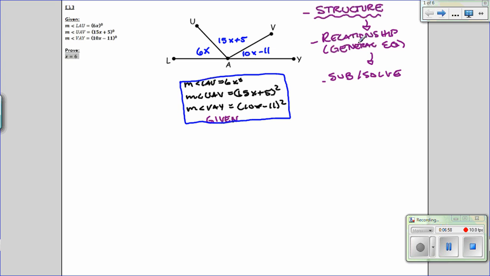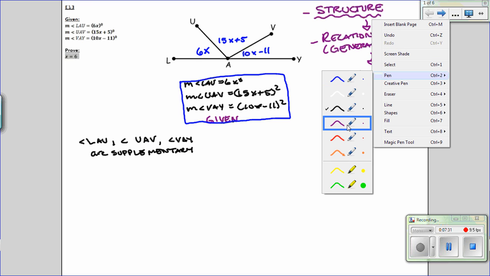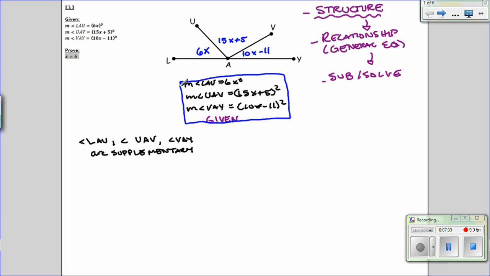So step one for me is going to be identifying that the angles LAU, UAV, and VAY are going to be supplementary. And the why that I know that has to, again, be that structure. It's going to be because of the linear pair postulate. And again, the linear pair postulate says that angles that form a line are going to be supplementary. That's going to be my step one.